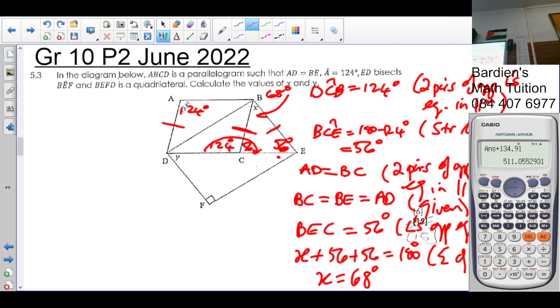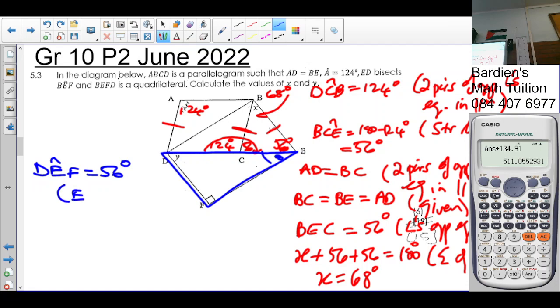Now we're going to solve for y. We can work out the sum of angles of a triangle here, not so? However, that angle is missing. We need that angle. But we know that DEF, that angle is equal to what? 56 degrees. Why?